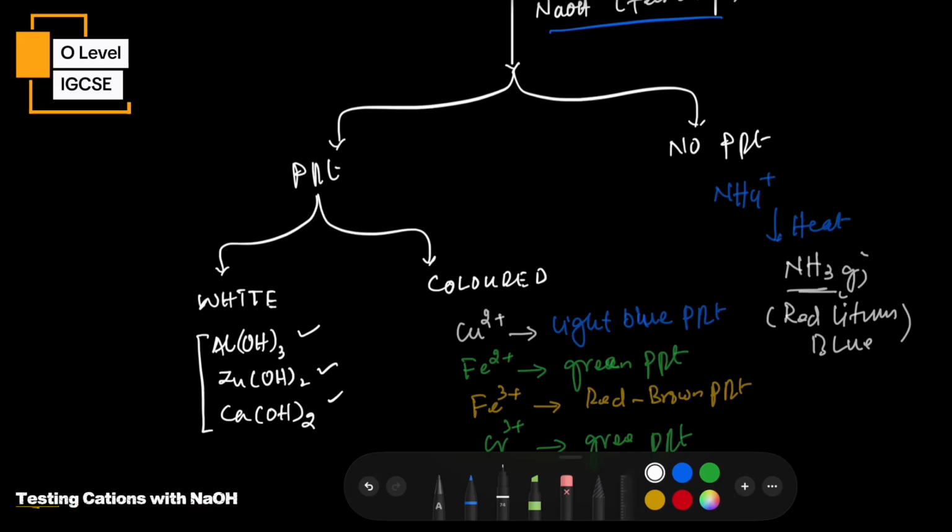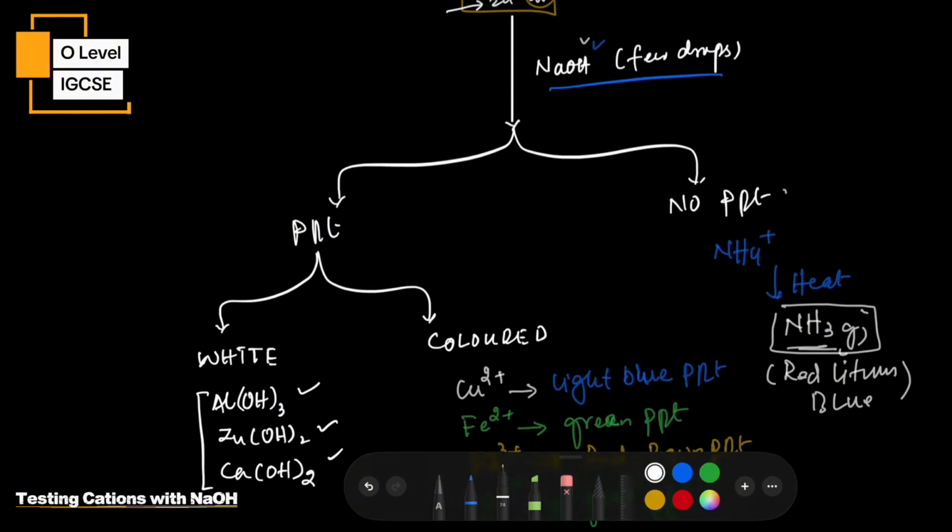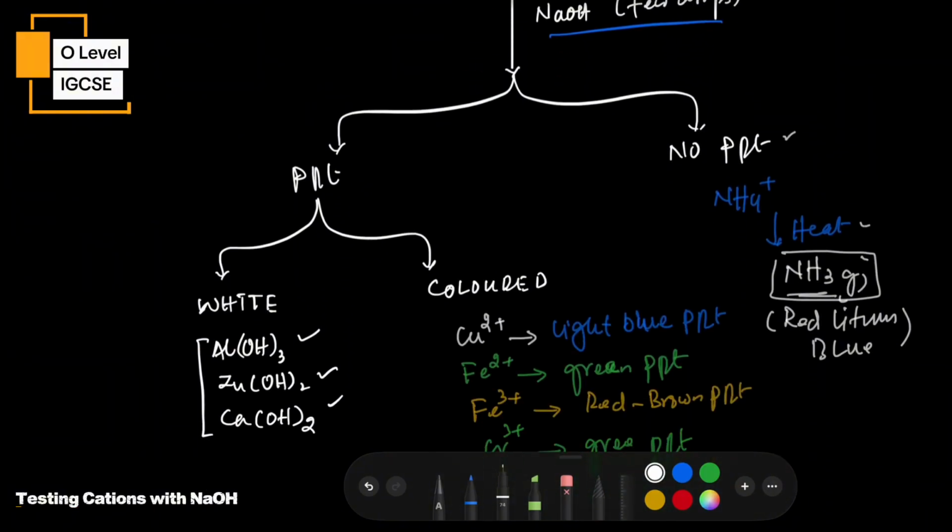So it is confirmed that if you add a few drops of NaOH into any solution and there is no precipitate, and then you heat it and a gas is observed that changes red litmus paper blue, it is confirmed that this is ammonia gas, formed from the ammonium ion. So in this case, the ammonium positive ion is present.